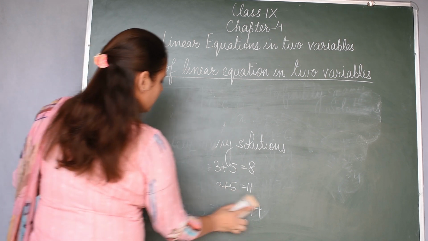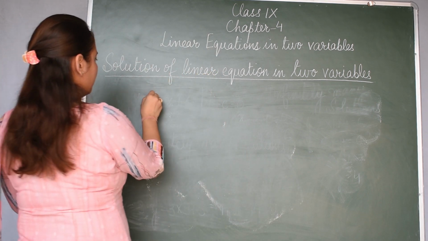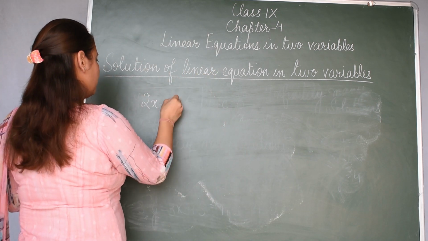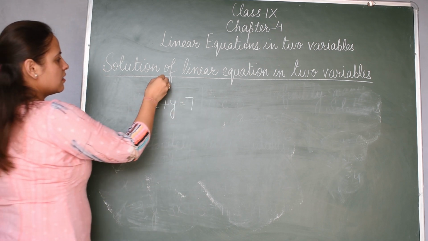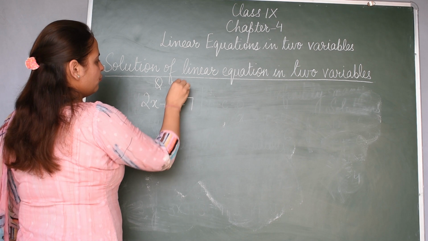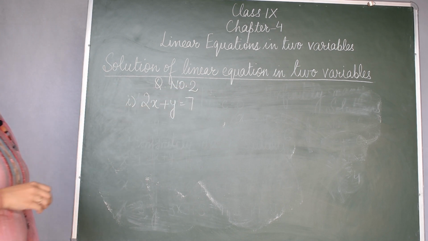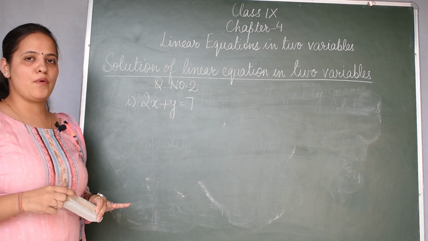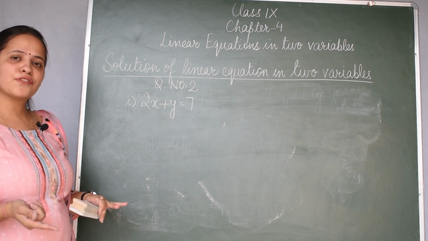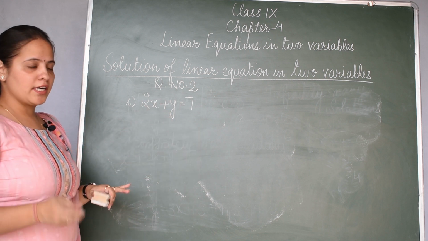Now your question number 2 is, let's say you are given the equation 2x plus y is equal to 7. This is the question number 2, first part. 2x plus y is equal to 7. You need to find the 4 solutions of this equation. Although we can find any number of solutions, but we need to find 4 solutions according to the question.